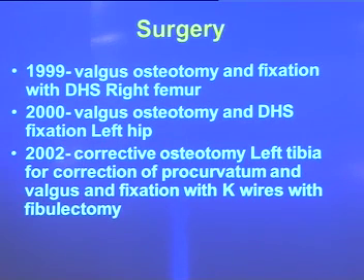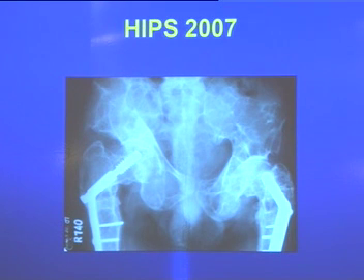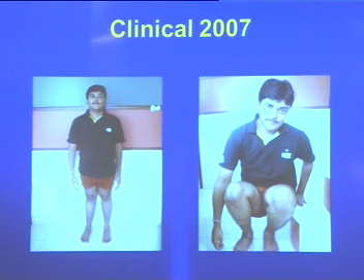What do you do in this situation? In 1999, I did a valgus osteotomy and fixation with the DHS for the right femur. A couple of months later, we did it for the left hip, and then we proceeded to do his left tibia, correction of procurvatum and valgus, and fixation with K-wires, in that stage. So this is his hip in 2007, a couple of years after. You see the extensive involvement, it's bilateral. The pelvis is involved, this whole area is involved. He did reasonably well, and subsequently he has become totally independent in his ADLs, can walk around, and is married and has children now.